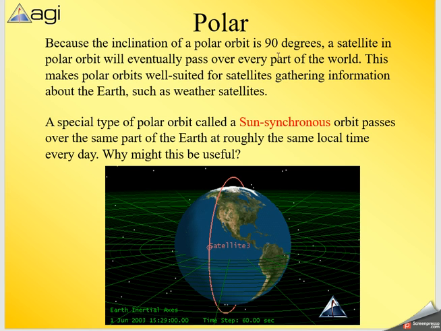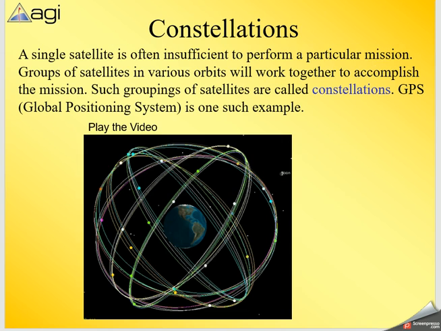Polar orbit: because the inclination of a polar orbit is 90 degrees, a satellite in polar orbit will eventually pass over every part of the world. This makes polar orbits well suited for satellites gathering information about the Earth, like weather satellites. A special type of polar orbit called the Sun-synchronous orbit passes over the same part of the Earth at roughly the same local time every day, so I can take a picture and see. If we're going over North Korea and looking at their military or nuclear sites, we can take a picture every day to see what's moved and what has not.